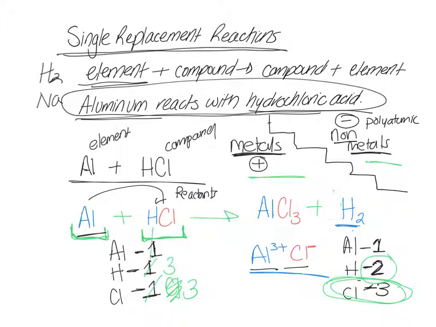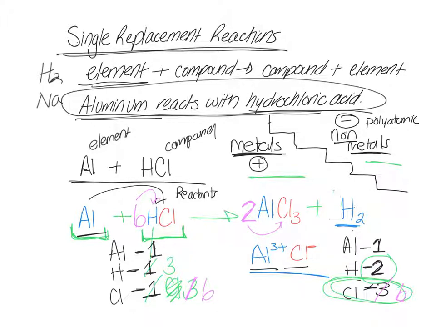I am instead going to write a 2 in front of here to make this chlorine an even number, which is 6. So I'm going to put a 6 here now. So that changes this to 6. That also changes it to 6 over here.